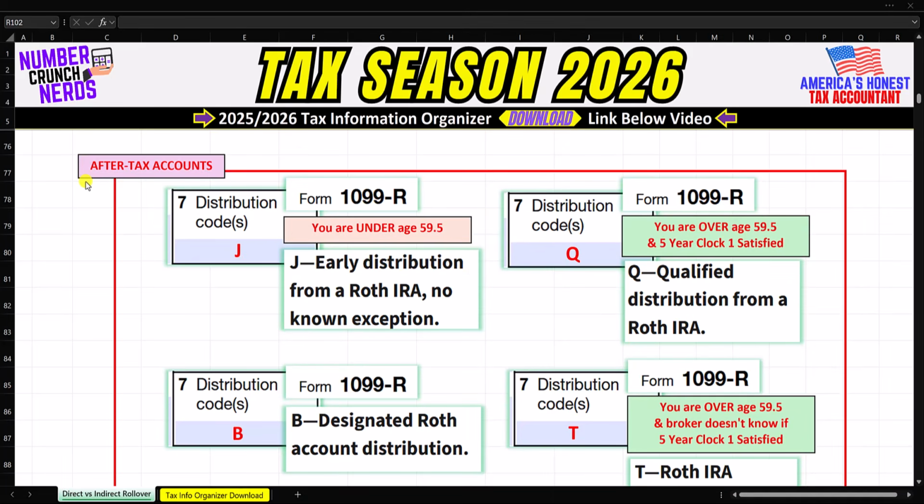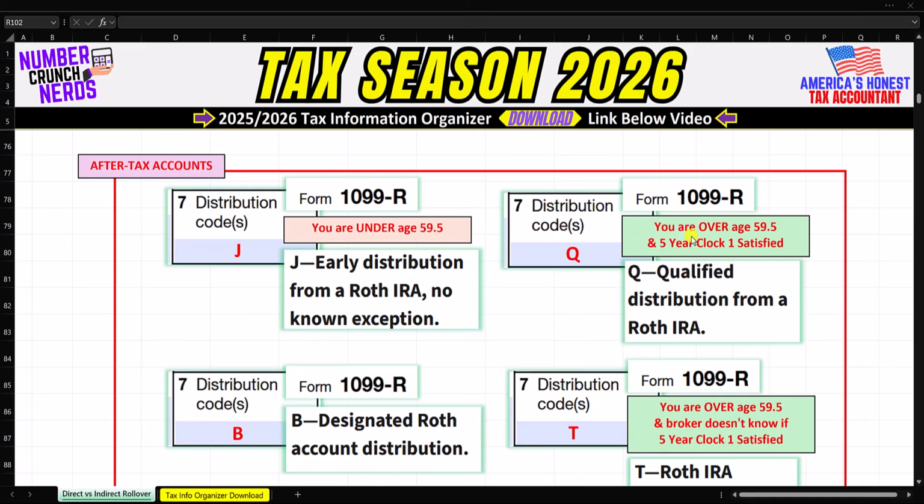Okay, with respect to indirect rollovers regarding after-tax accounts, on your Form 1099-R, if you are under the age of 59 and a half, you will likely get code J, which is an early distribution from a Roth IRA where no known exception exists, and the concept will be the same as what we just went over above in the pre-tax accounts. You have to inform the IRS on your tax return that this was actually a rollover so that it in fact doesn't get treated as an early distribution with no known exception.